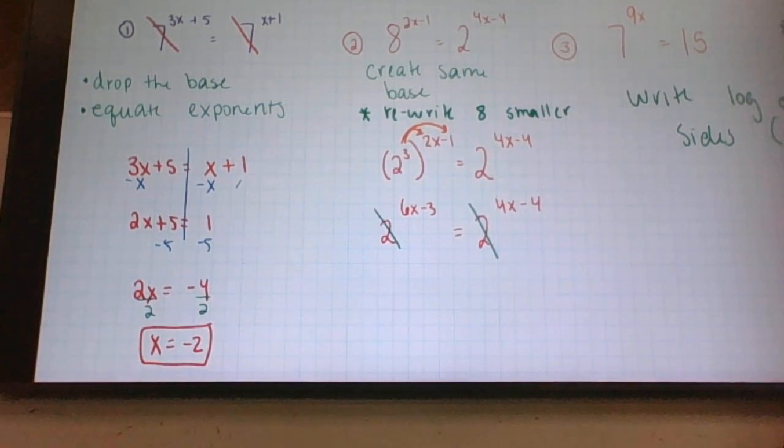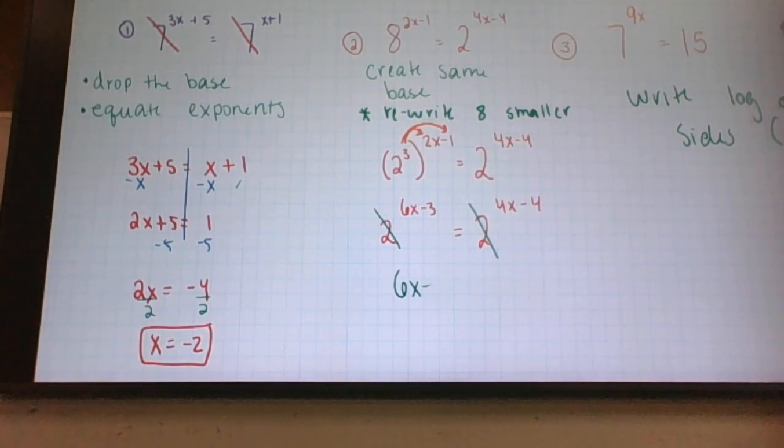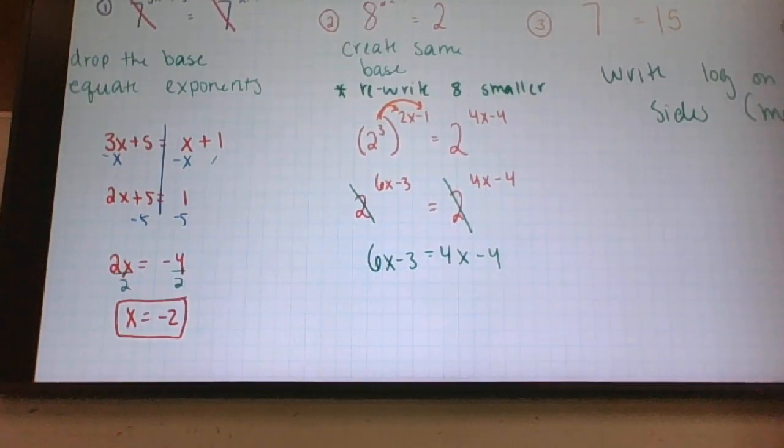So now I've made the same base, I can drop it and equate exponents. I like this part. I like to drop the base as well.